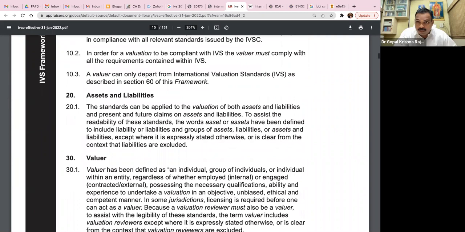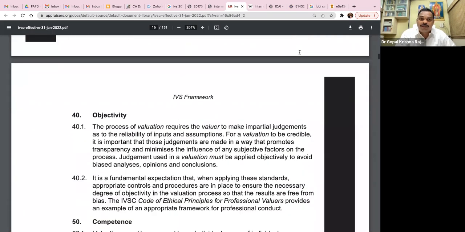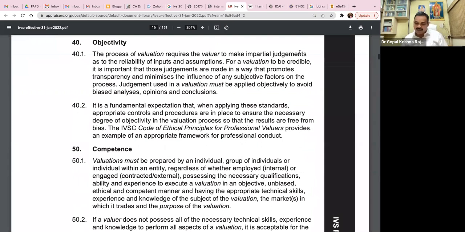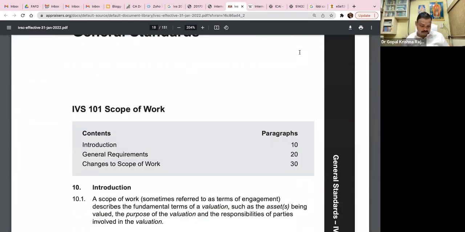Good. Now, 101, for your information, no change. No change. Para to para, it is the same. Para to para, nothing. Comma, semicolon, full stop, everything is the same. So, IVS 101, scope, no change.